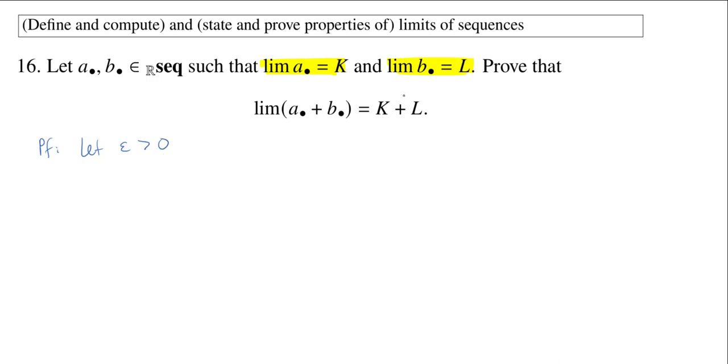Fine. Well, I have already two limits, right, that I know exist. A converges to K, B converges to L, which means for this given epsilon, I could find a tail of A, which is contained in the K coin of radius epsilon, and I could find a tail for B, which is contained in the L coin of radius epsilon.